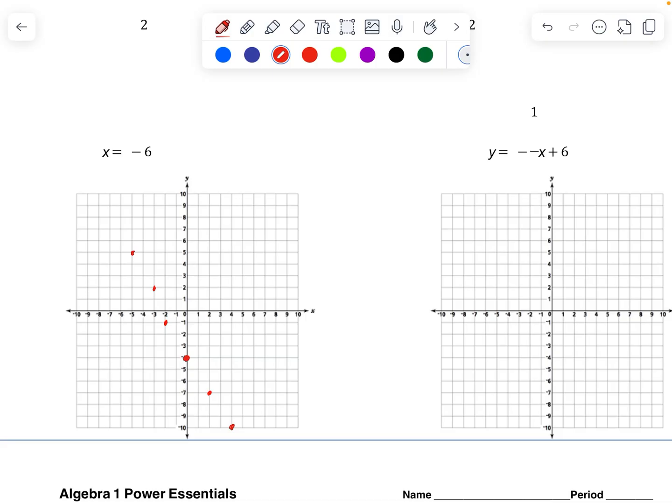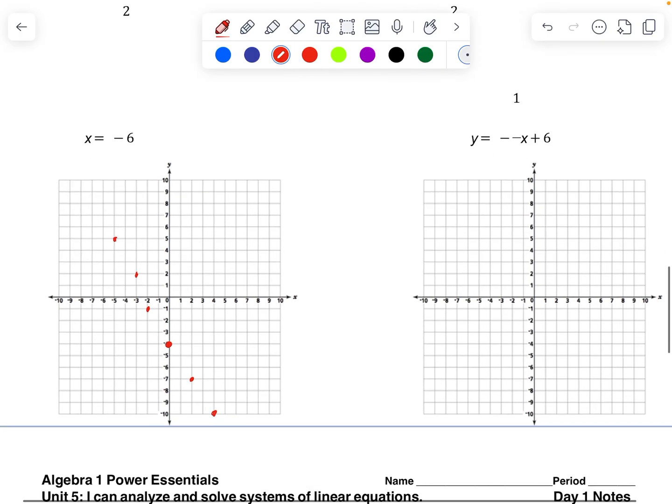Give me a second here. Make sure I'm plotting this right. Oh, I caught a mistake. All right, here we go. Up 3, left 2. I only went left 1 there. Up 3, left 2. Up 3, left 2.